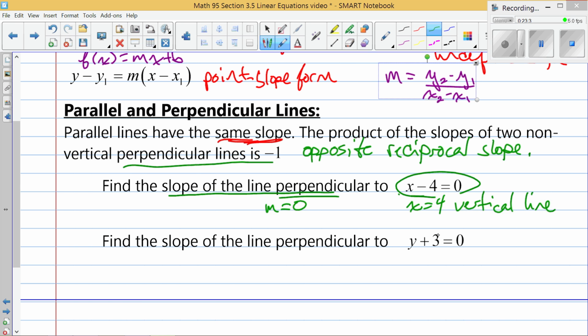Conversely, if I have the equation y plus 3 equals 0, that means y is always -3. This is a horizontal line. So the slope perpendicular to that, m would be undefined.